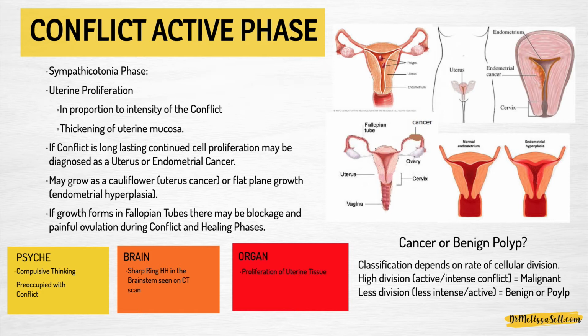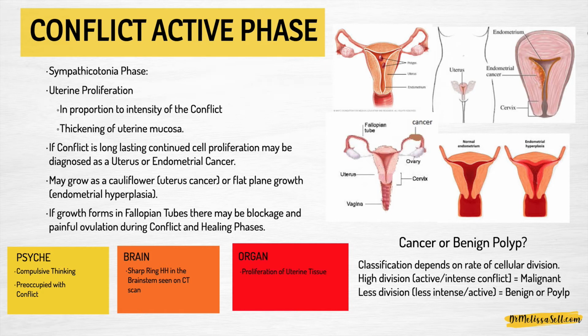On the level of the brain, there's a sharp ring impact going to be seen in the CT scan in the brainstem. And then there's proliferation, like we said, of uterine tissue or the fallopian tubes. So it's going to be in proportion to the intensity of the conflict, so how quickly is this lining going to proliferate? If it's a very intense conflict and you're really upset about it, the body responds to that intensity and that duration as well. And so it's going to be continuing to proliferate this tissue.